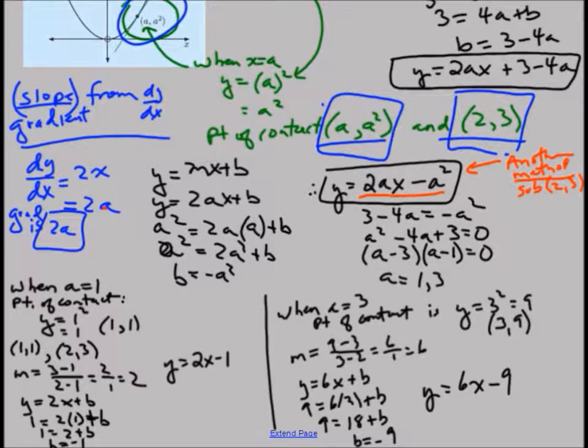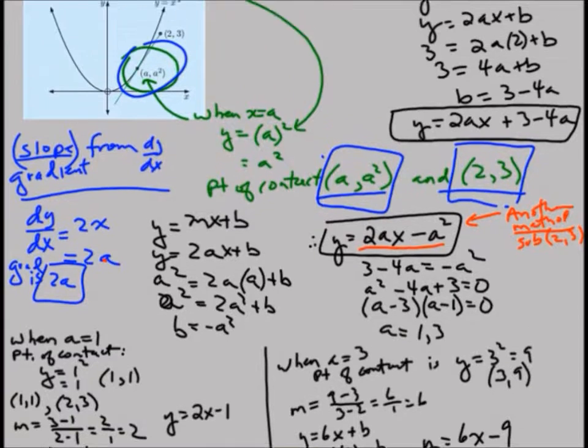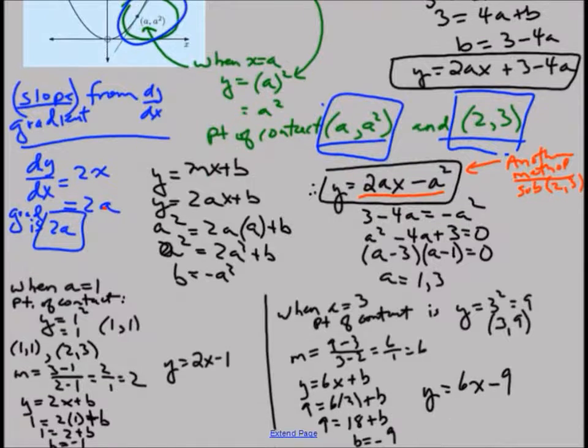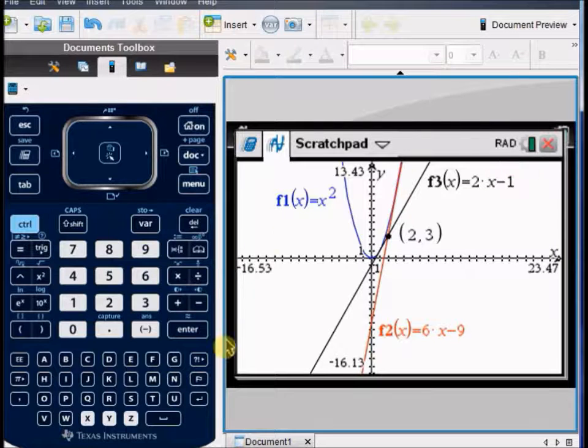Okay, so two tangents pass through the point (2, 3). So two solutions there: this equation and this equation. So just taking a look at what those two tangent lines would look like on a graph.